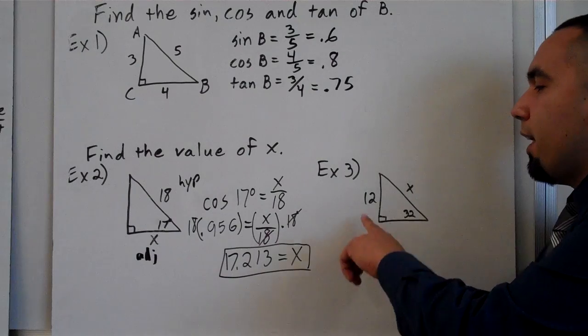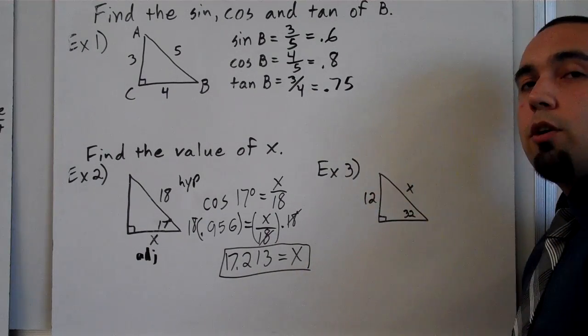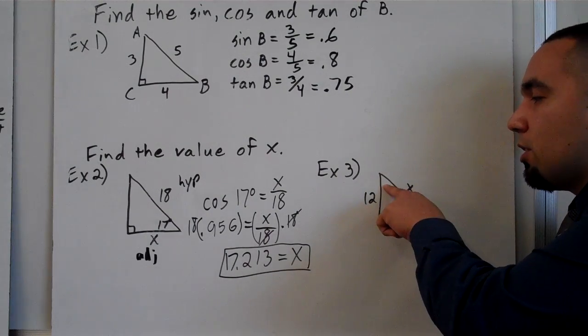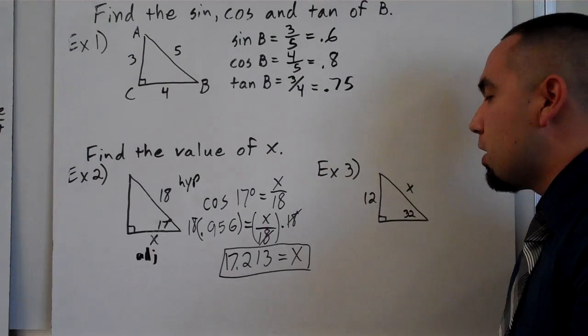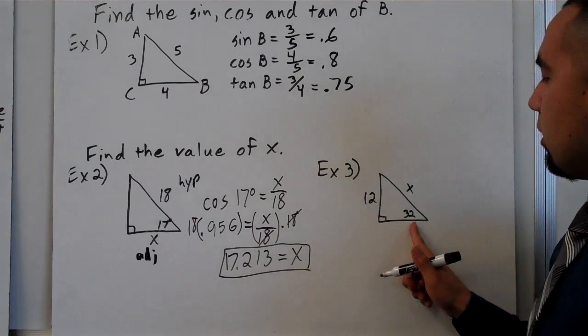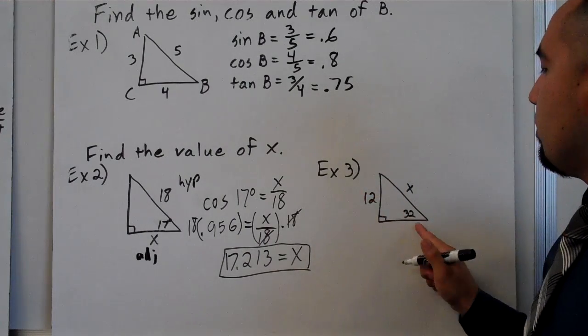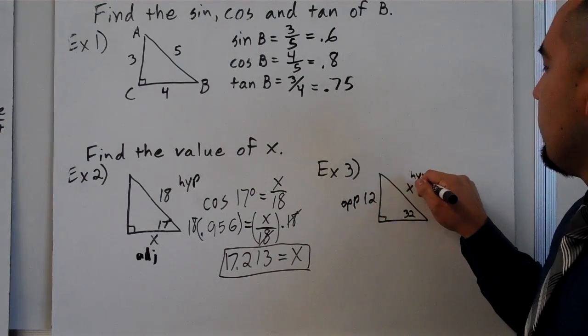So let's do it again, except now our unknown is here. Again, we still only know 2 sides and we only know 1 angle. But if you're really good at this, you could actually realize that you can figure out what this angle is too and use a different trig ratio if you wanted to. So let's take a look at this. It says I have 32 degrees and, compared to this side, I have the opposite side and I have my hypotenuse.